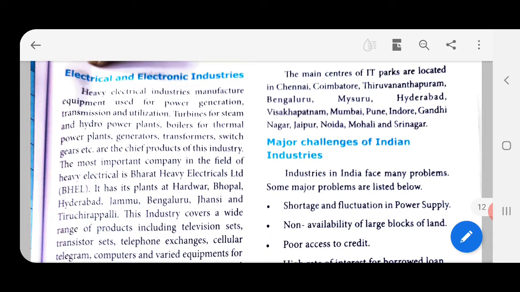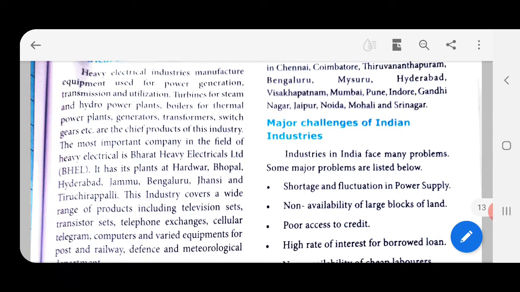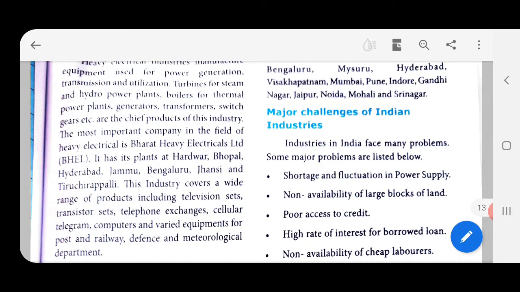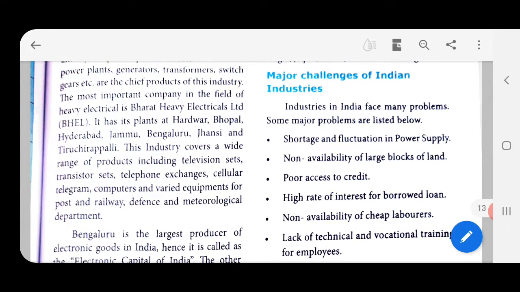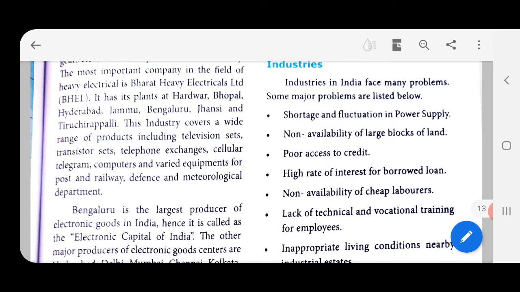So, what do they produce in this electrical industry? They produce turbines. Turbines are those long wings that are used for power plants. They produce boilers which can be used for thermal power. Thermal means heat. They produce generators, they produce transformers, etc. The most important company in the field of heavy electricals is Bharat Heavy Electricals Limited, which is called BHEL. It has its plants at Hardwar, Bhopal, Hyderabad, Jammu, Bengaluru, Jhansi and Tiruchirappalli.